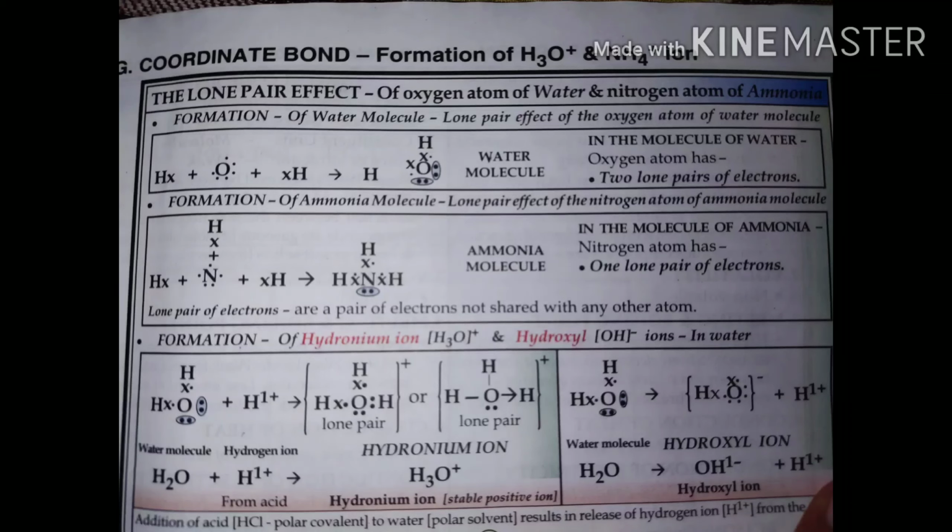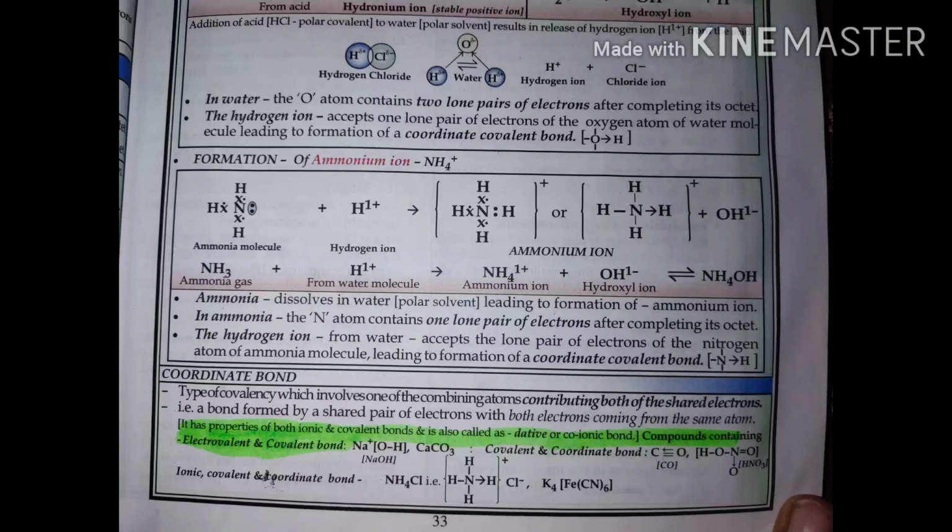So up till now we have studied three types of bonds: ionic bond, covalent bond, and coordinate bond. Ionic bonds are the bonds which are formed by the donation and acceptance of electrons. Covalent bonds are the bonds which are formed by the mutual sharing of electrons. And third is the coordinate bond. In coordinate bonds, mutual sharing does not take place; the bond is formed by sharing of electrons, but the electrons are from a single atom.